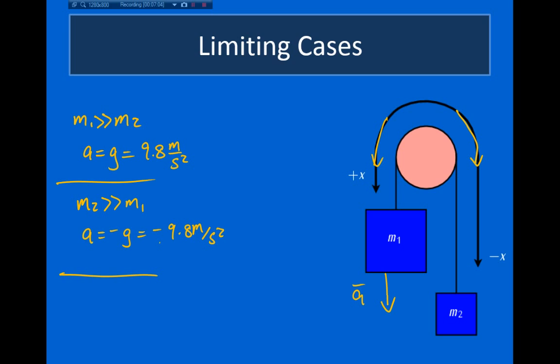Now the third limiting case is a little bit trickier. If we consider these two masses, as the masses become closer and closer to each other, the acceleration is going to become slower and slower. Eventually, when m1 is equal to m2, we can imagine setting it up where both of the masses are just perfectly balanced and none of them are moving at all. So we can see that if m1 was equal to m2, my acceleration has to be 0 meters per second squared. So these are our three limiting cases.